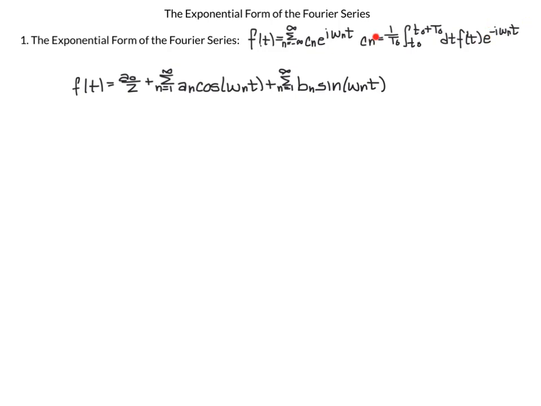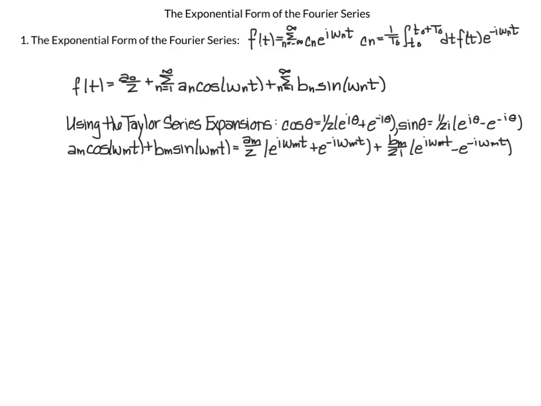To get the formula for this coefficient, we start off with our trigonometric definition, our sine and cosine definition of the Fourier series from our last video. So we said that f of t is equal to a naught over 2 plus the sum from n equals 1 to infinity a n cosine omega n t plus the summation from n equals 1 to infinity b n sine of omega n t.